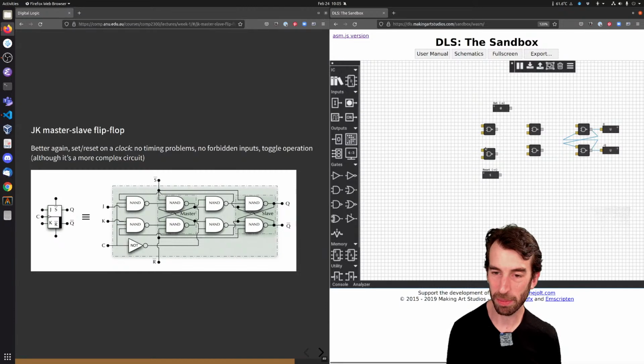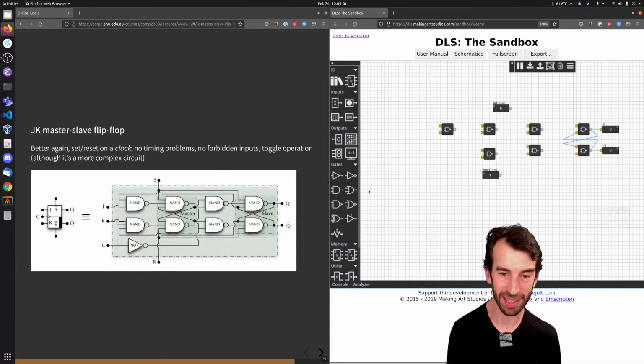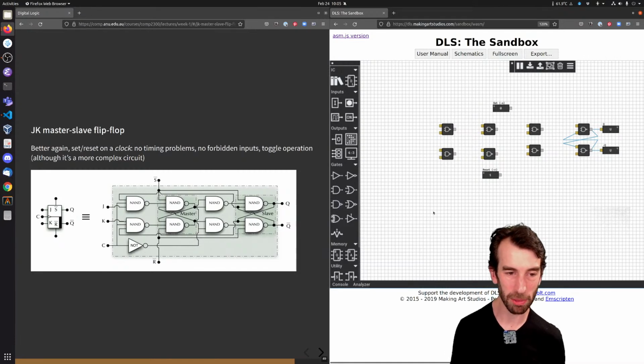Someone else asked if you have to make these circuits by heart, or by memory, sorry. By heart is a kind of a nice English idiom for something being by memory.